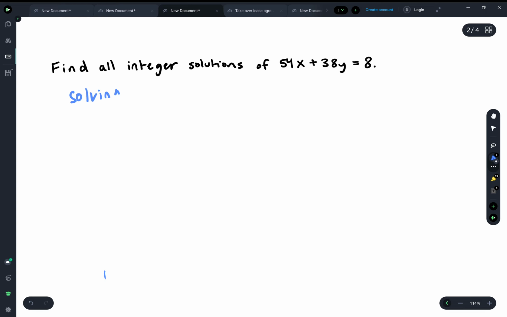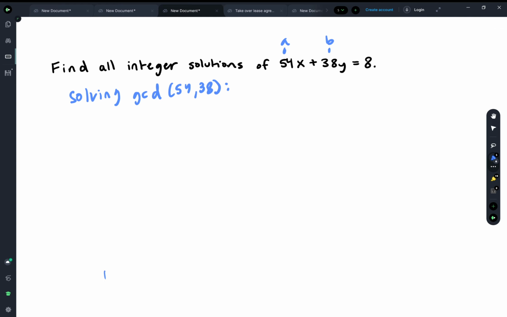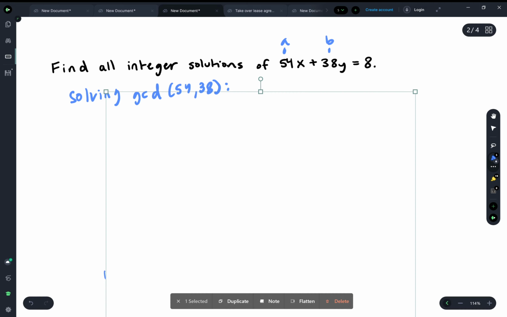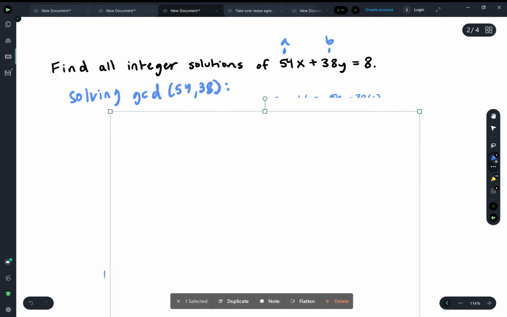Solving the GCD of a and b, our a is 54 and our b is 38. So the GCD of 54 and 38. That's what we're doing. And to solve the GCD, we use the Euclidean algorithm, which is pretty simple. First, you start off with the number on the right, and we have 54.